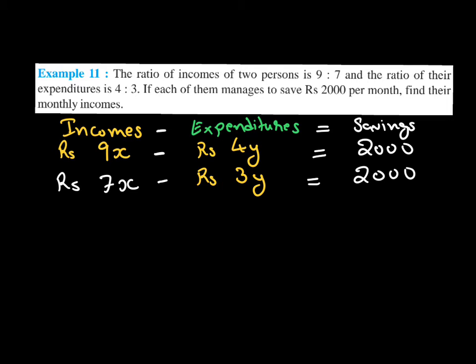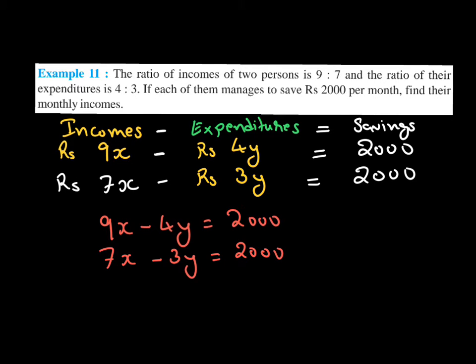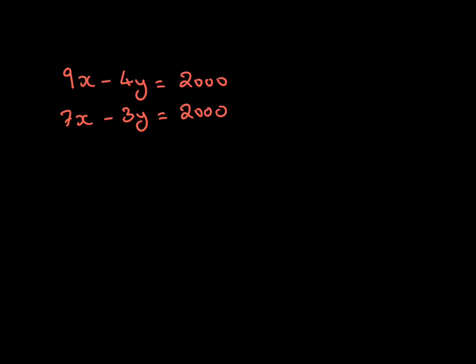So now we have two equations over here. 9x minus 4y is equal to 2,000. And 7x minus 3y is equal to 2,000. We can solve this pair of linear equations by the method of elimination. And let's see how we go about it. Let us label the first equation as 1 and the second equation as 2. Let us decide to eliminate the variable y.